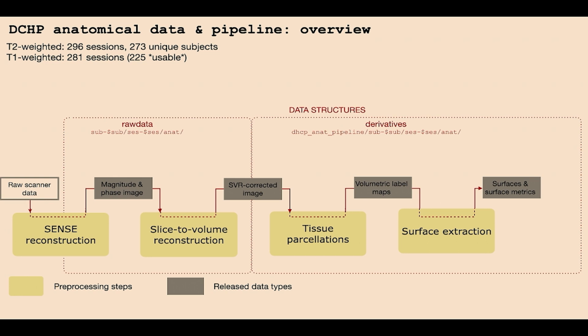In the following, I'm going to give an overview of the workflow, the preprocessing stages, the results of these preprocessing stages, and the key applications. I'll start with anatomical data, which in our dataset consists of 296 sessions from 273 unique subjects.